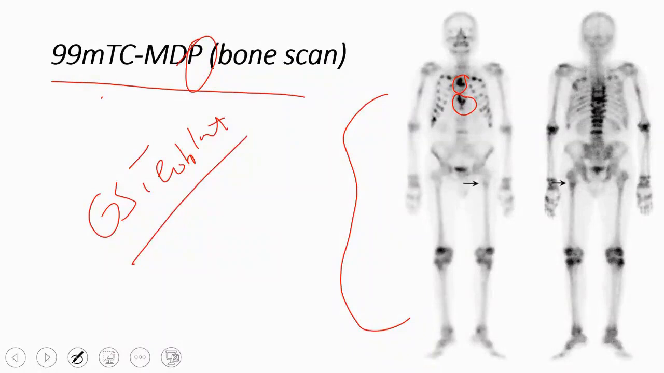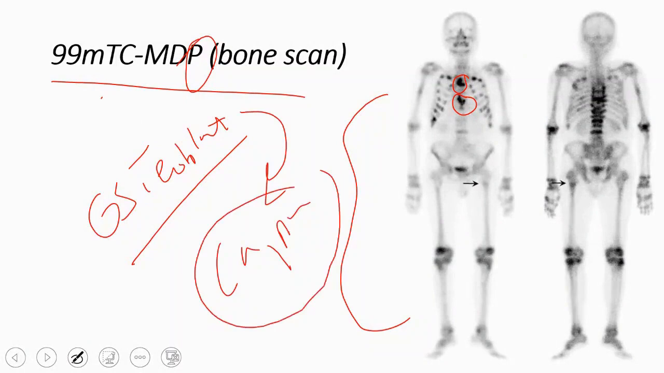I have two types of cells, which are osteoclasts and osteoblasts. The osteoclasts are responsible for breaking down, while the osteoblasts are responsible for building. To build, osteoblasts need calcium and phosphate. Where do they get them from? They get them from the blood. Now, if you administer MDP, it has a phosphate group but comes with technetium. You won't see the technetium.